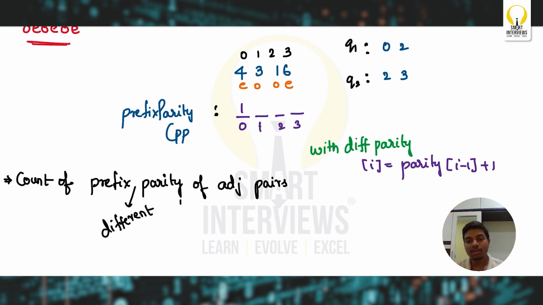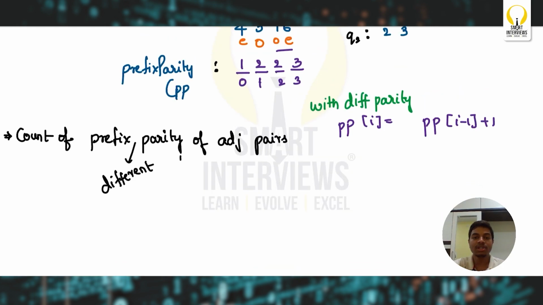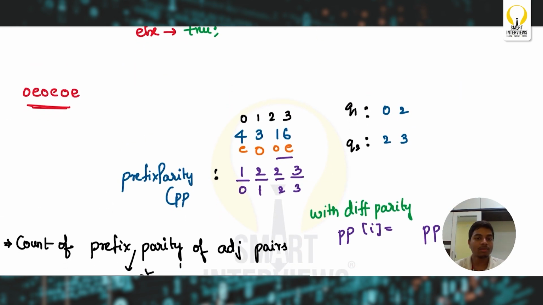I'm just simply calling pp of i is going to be pp of i minus 1 plus 1 if it is having different parity. Obviously these two are having different parity, so I'm going to increase the count here to 2. Next, comparing these two, they're having the same parity, the count remains the same. Next, comparing these two, they're having different parity, the count has increased to 3. Now let us try to answer queries. Let me take this prefix parity array to the bottom. That is 1 2 2 3.